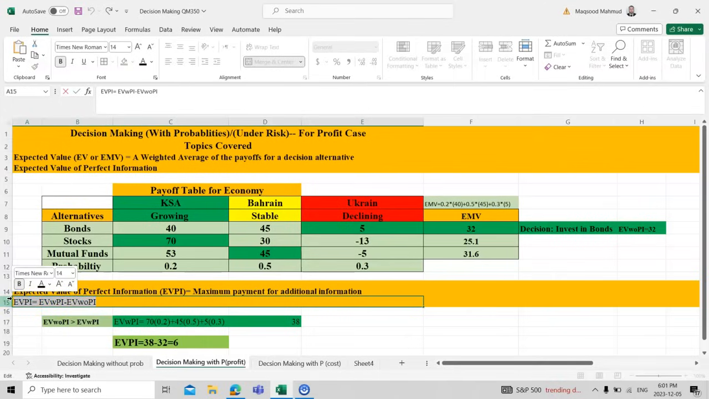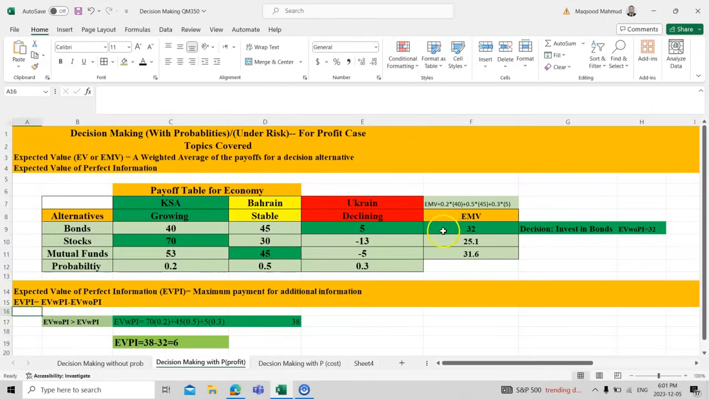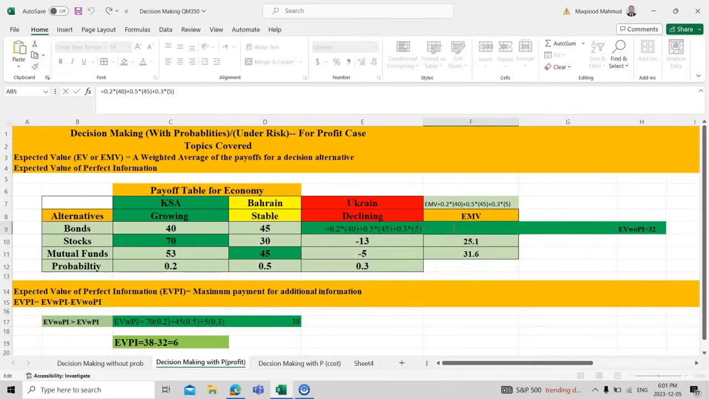EVPI is equal to EV with perfect information minus EV without perfect information. So we need to find these. How can we find them? It's very simple. We need two processes. The first process is to find the EV without perfect information, because initially we don't have perfect information.